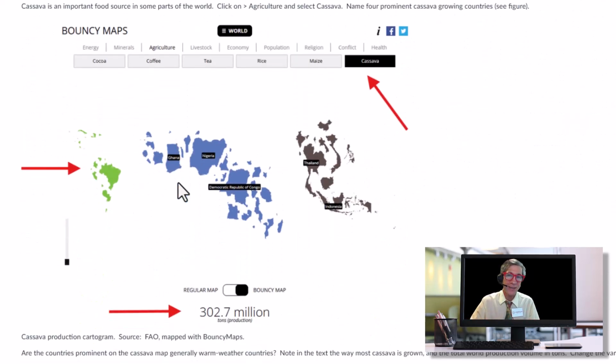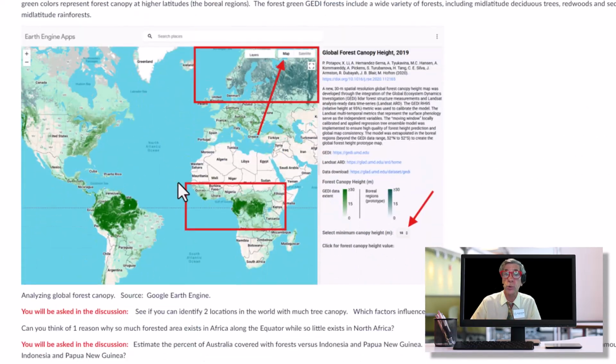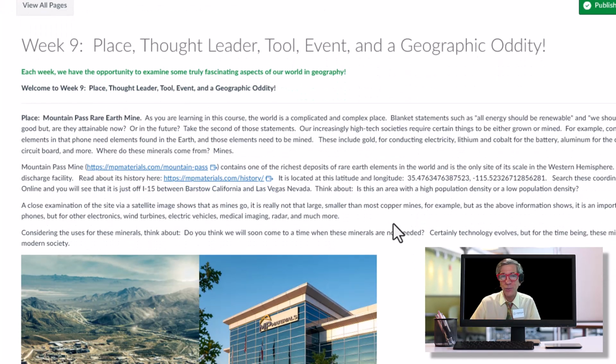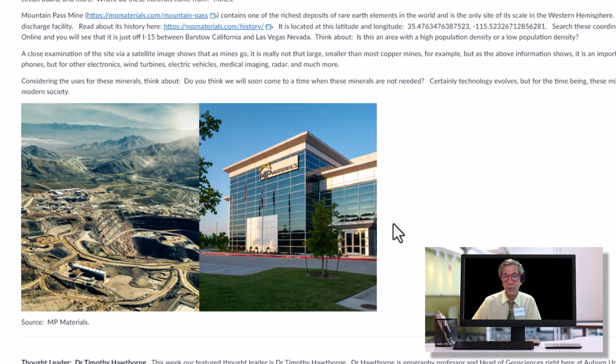Cartograms are a unique mapping technique that I hope you'll find intriguing and valuable. We're also going to examine the world's forests with a set of interactive maps. And this week, our thought leader, place, tool, event, and geographic oddities I hope will be interesting for you.